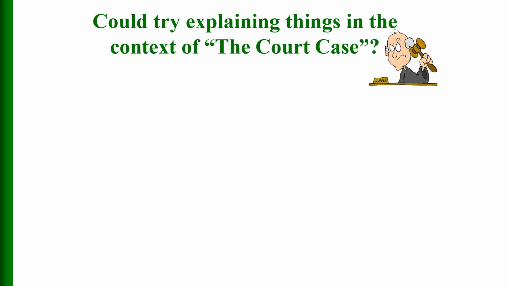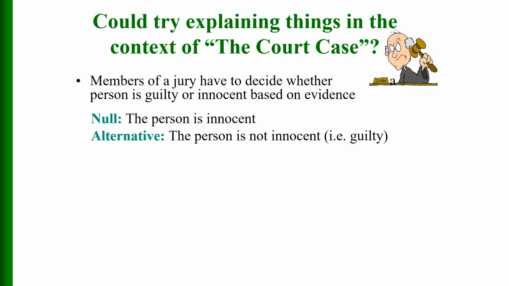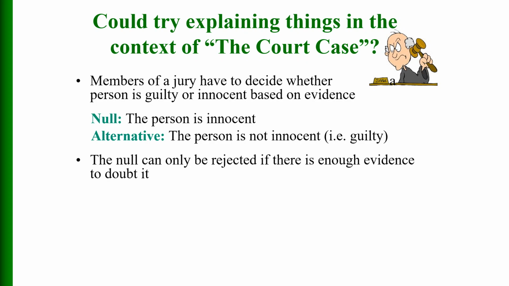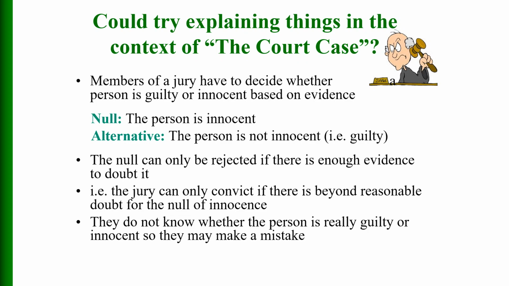You could try to explain things in the context of a court case. Say, for example, members of a jury have to decide whether a person is guilty or innocent based on evidence. Now the null hypothesis would be that the person is not guilty. We can alternatively say that the person is innocent. And the alternative or the research hypothesis would be that the person is guilty or not innocent. So the null can only be rejected if there is strong evidence to doubt it. For example, the jury can only convict if there is proof beyond reasonable doubt against the null hypothesis of innocence. They do not know whether the person is really guilty or innocent, so they may make a mistake.